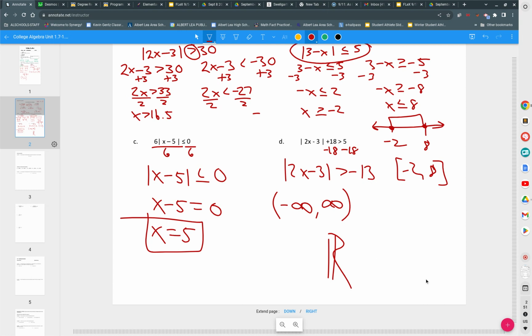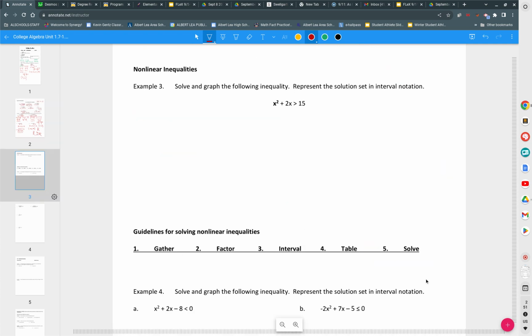Negative infinity to infinity, or all real numbers. The all real numbers sign, again, is an R with 2 lines on the front. Some people in the past have written IR. I don't know what that means, but that's not an I, but people will write that. They're just confused. So, all right, last example.